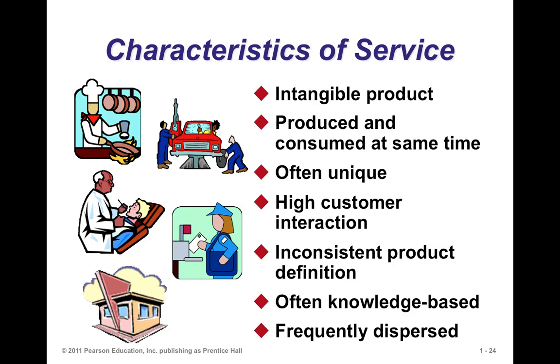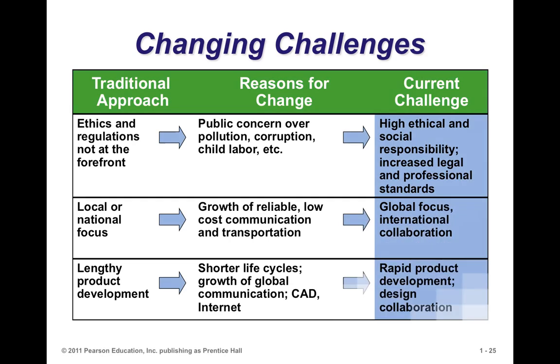because usually the customer is part of the service. The product definition is inconsistent. So what might be good for one person may not be good for another. And not only that, even when you go back, you say, it was not quite the same as the last time. Sometimes you go to a favorite restaurant and you're really excited and you say to a group of friends, come on, let's go, let's go. And then when you get there, you find out that the service was actually quite different. So there's inconsistency in the product definition. Often there's some knowledge component, and the service is frequently dispersed, could be geographically dispersed as well.